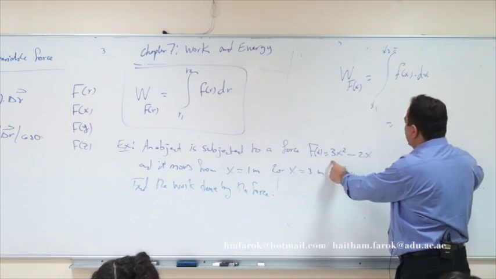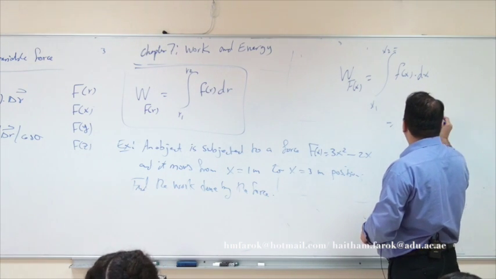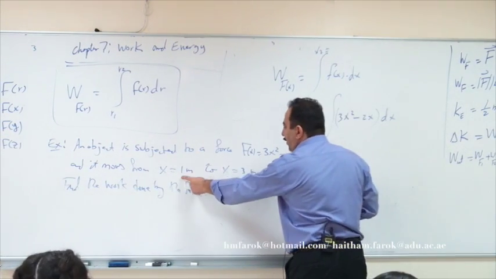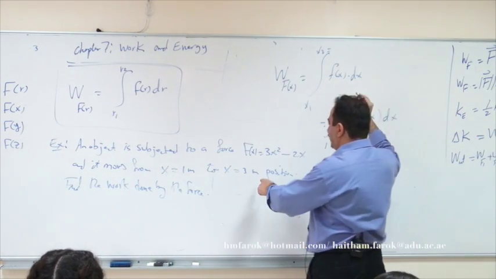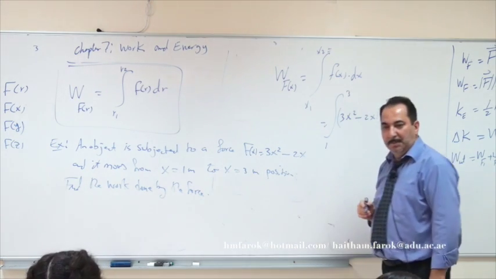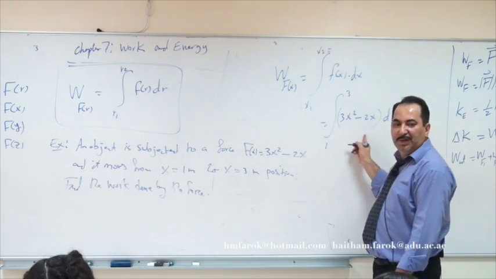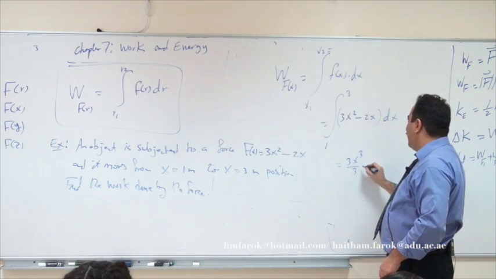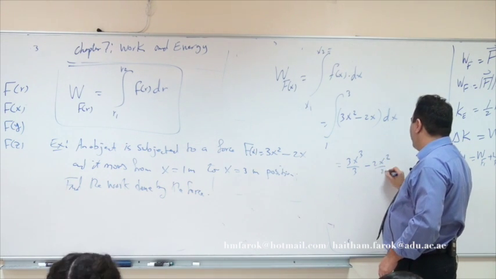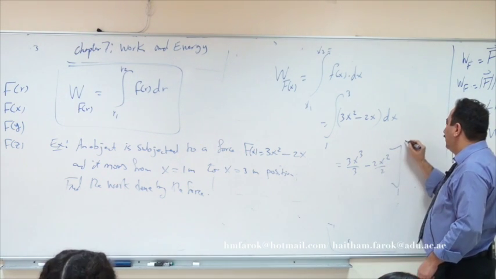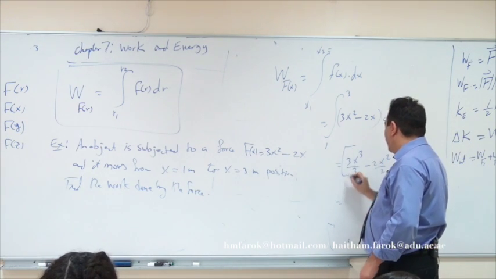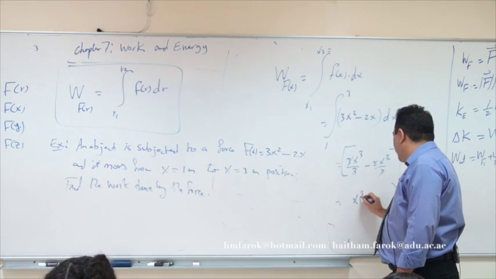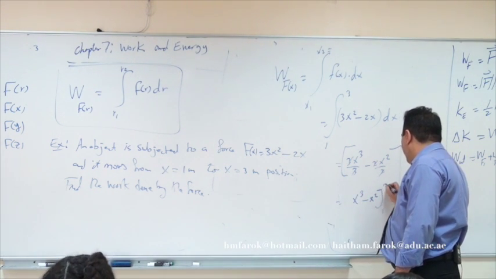Now substitute. What is f of x? 3 minus 2x. This is the function, dx. And I have to integrate from position number 1 to position number 3. Now, what's the integration of this? 3x cubed over 3 minus 2x squared over 2, and the limits from 1 to 3. 3 with the 3, 2 with 2. So we have x cubed minus x squared from 1 to 3.